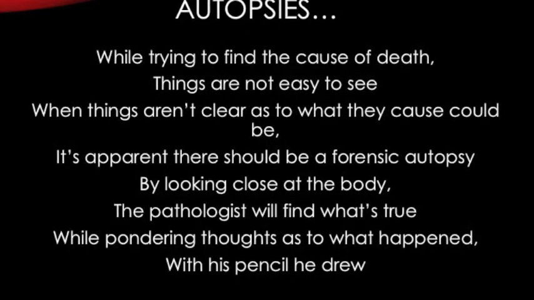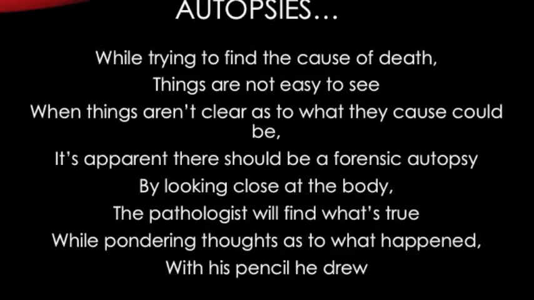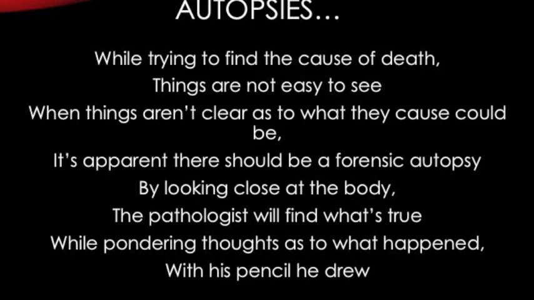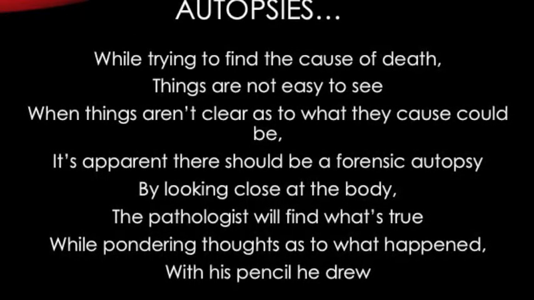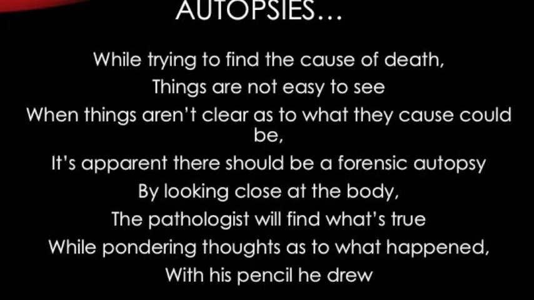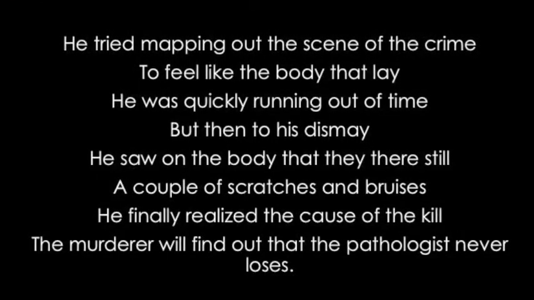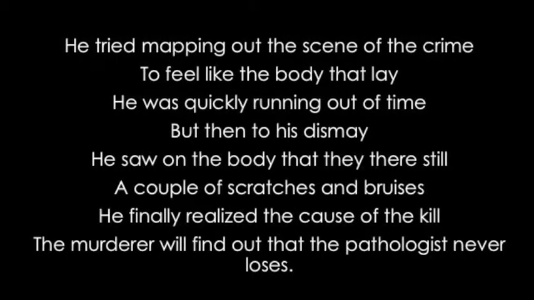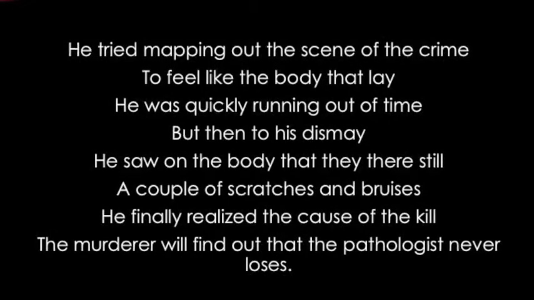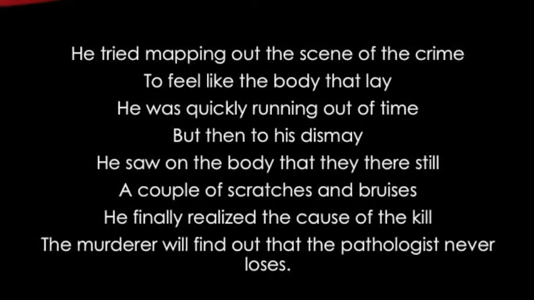While trying to find the cause of death, things are not easy to see. When things aren't clear as to what the cause could be, it's apparent there should be a forensic autopsy. By looking close at the body, the pathologist will find what's true. With pondering thoughts as to what has happened, with his pencil he drew. He tried to map out the scene of the crime to feel like the body that lay. He was quickly running out of time, but then to his dismay, he saw in the body that lay there still a couple of scratches and bruises. He finally realized the cause of the kill. If it isn't obvious already, the pathologist never loses.